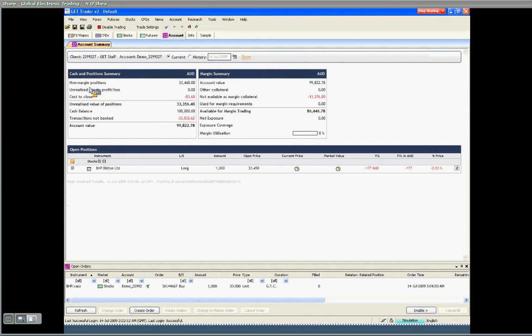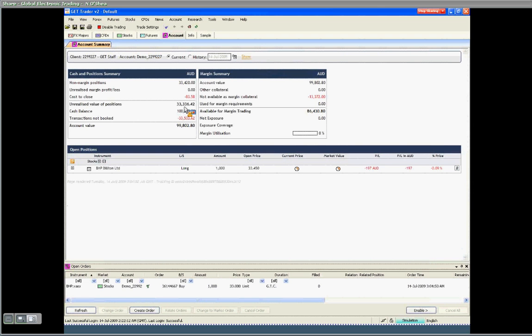The non-margin positions represents the current market value of your stock portfolio, and it is going to be moving as the markets move. The unrealized margin, profit and loss, is if you have any derivatives such as futures, CFDs or currencies. Then as open positions, your unrealized profit and loss will appear in the unrealized margin, profit and loss. The cost to close is the figure that represents the commission applicable to liquidating or closing every position in your portfolio. The sum of those is the unrealized value of all your positions.